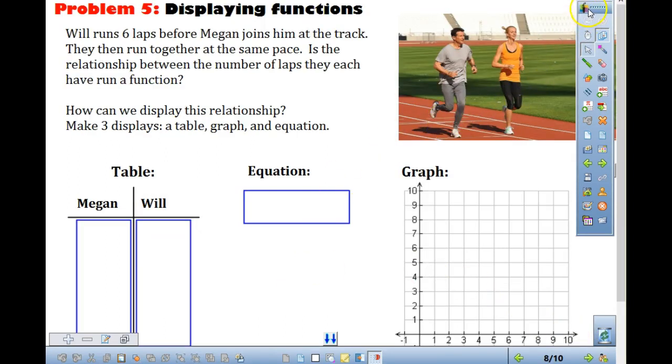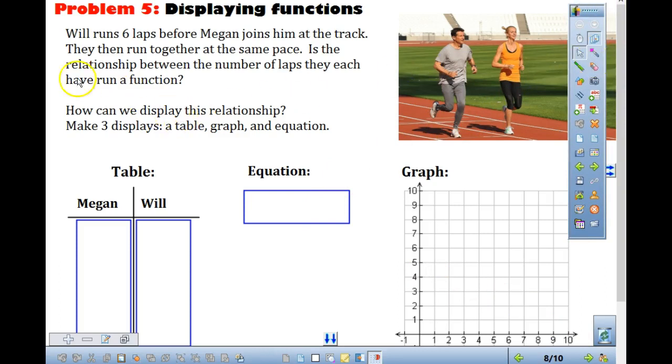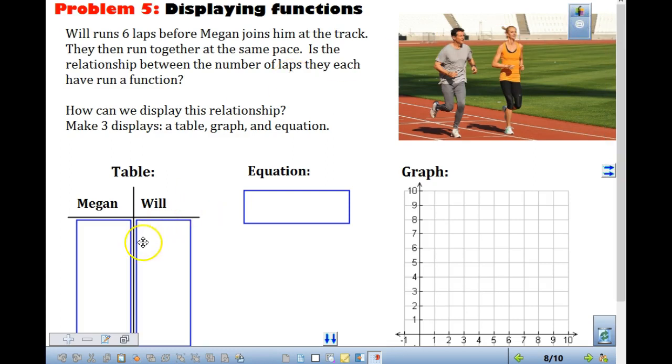So now you're going to be given some story situations in your homework also. It says, Will runs 6 laps before Megan joins him at the track. They run together at the same pace. Is the relationship between the numbers of laps and each have run a function? So do we think it is going to be a function if we are looking at this? Is each input giving us a unique output? Do you think? Yeah. So if we are looking at this, we know that what Megan has run, right, when we think of writing this, if Megan has run 0, what has Will run?